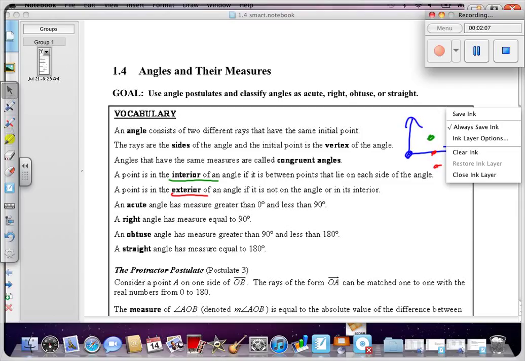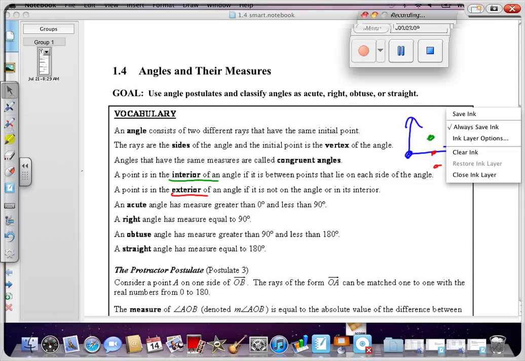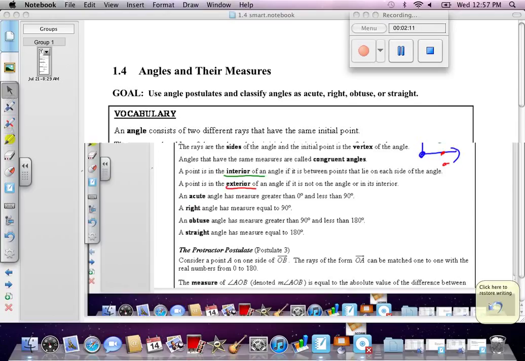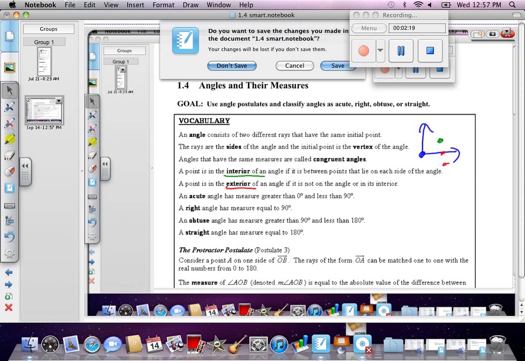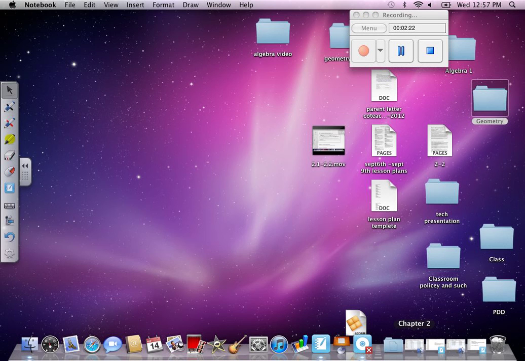Okay. I love my computer. I love my computer. Yeah. One second, please.